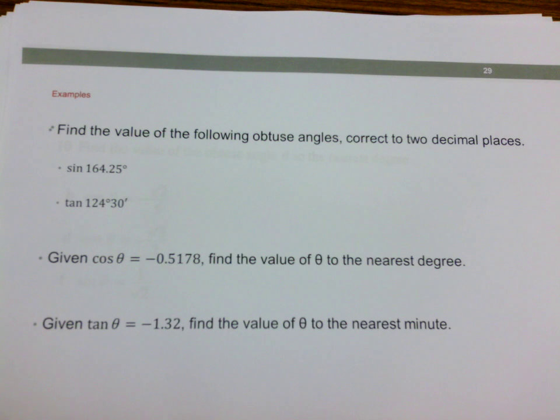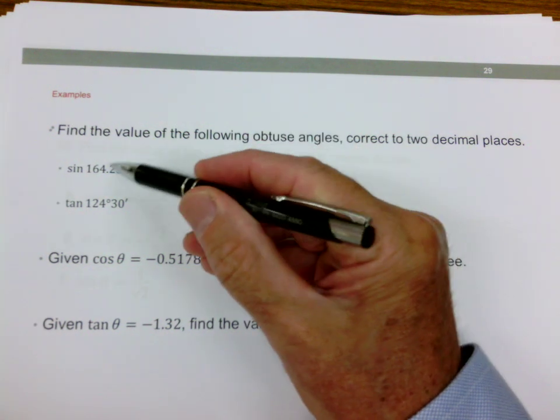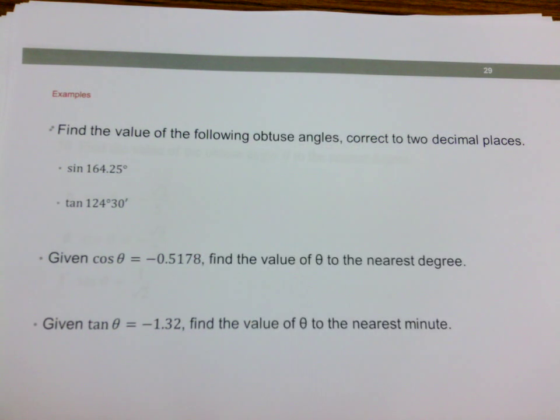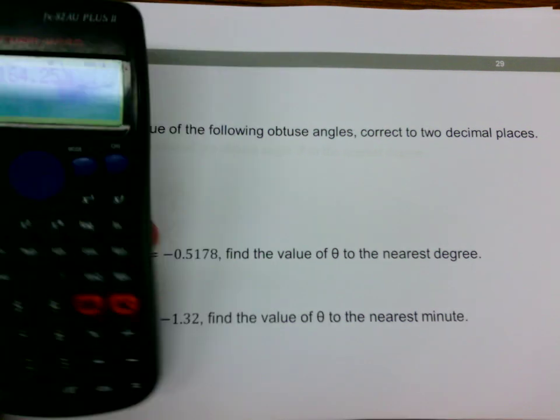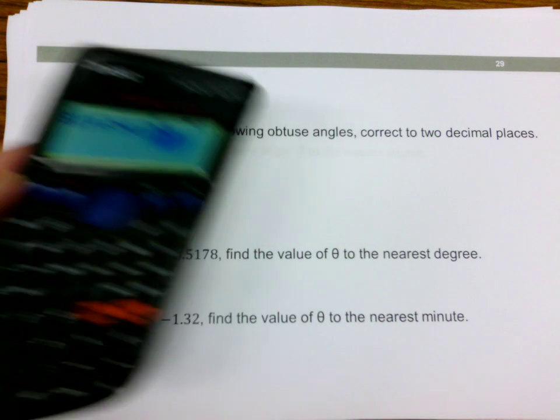Let's do these ones now. So this is just calculator work to start with, and this is heading somewhere. To start with, it just seems like we're just pushing buttons, but it does end up going somewhere. So let's grab our calculators, and notice with this first one, it's actually sine 164.25 degrees. It's not 25 minutes or anything, it's 0.25, so it's decimal. So we just type it in, sine 164.25, close the brackets, and we'll see what the answer is.